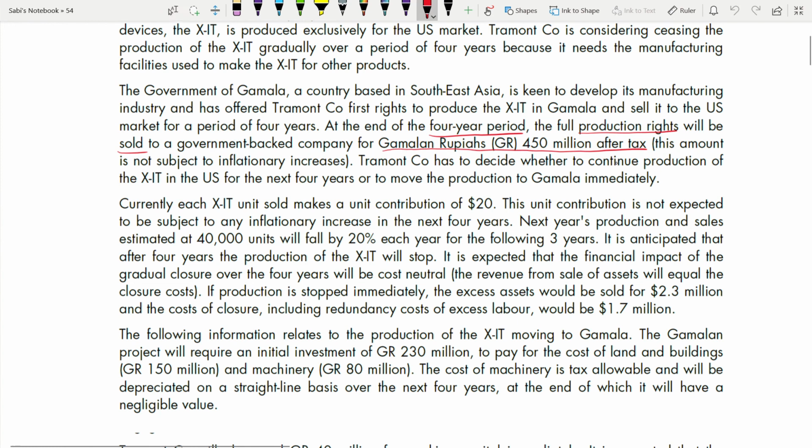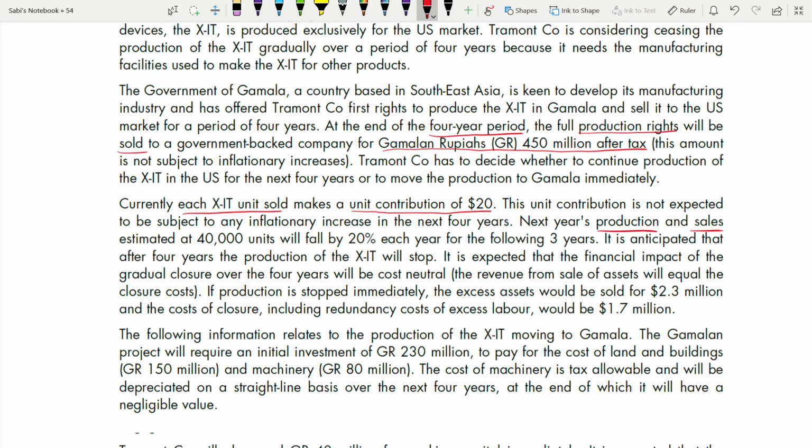Okay, so currently each XIT unit sold makes a unit contribution of 20. This unit contribution is not expected to be subject to any inflationary increase in the next 4 years. Next year's production and sales, estimated at 40,000 units, will fall by 20% each year for the following 3 years. So what are you given?